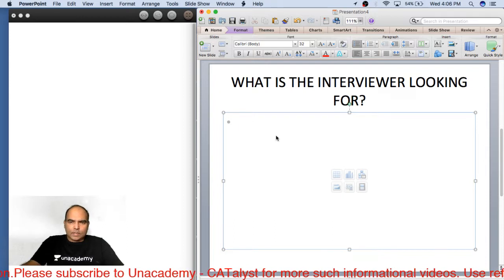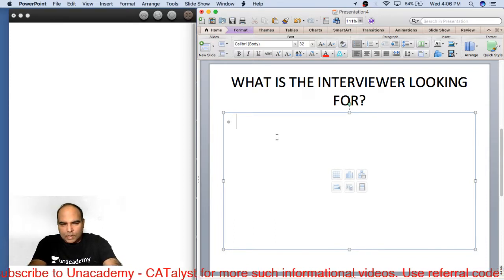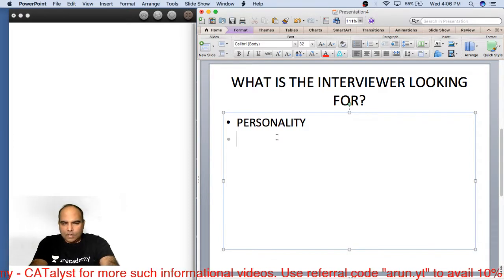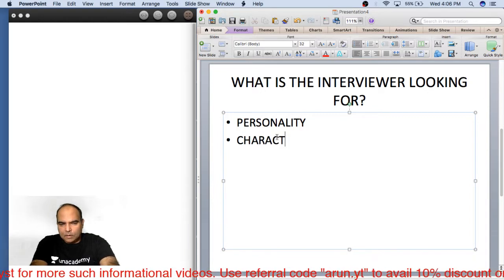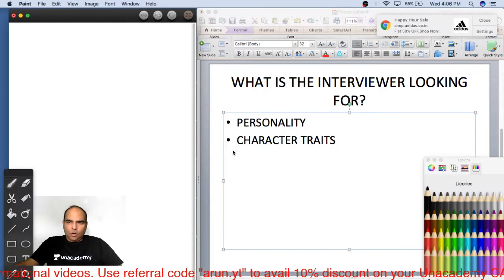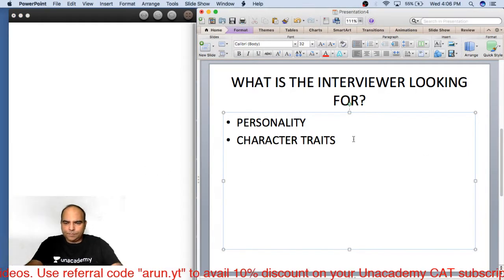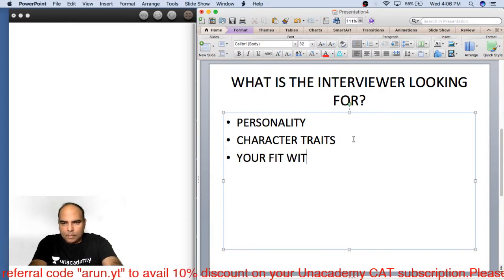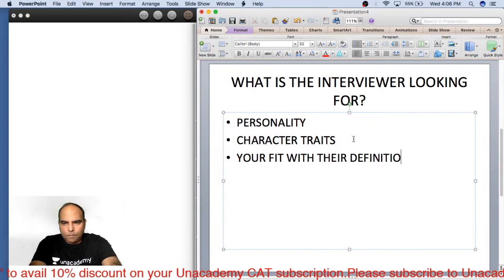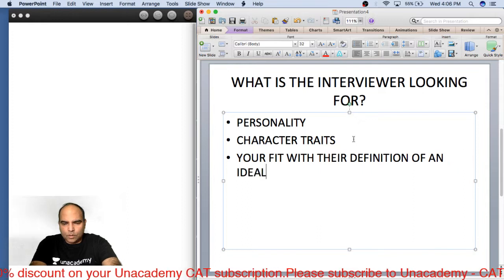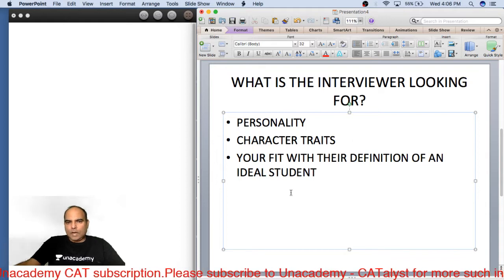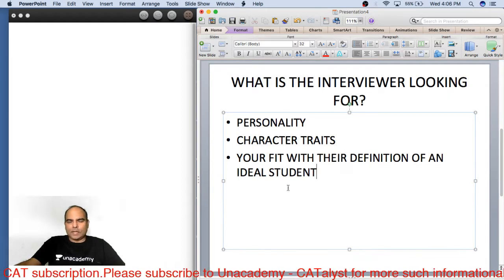In that context, of course, the interviewer is looking at your personality in the interview. That goes without saying. But more than the personality, he's also looking at the character traits that you possess and your fit with their definition of an ideal student. So they are looking for these things, and through the interview process, they try to gauge these things.